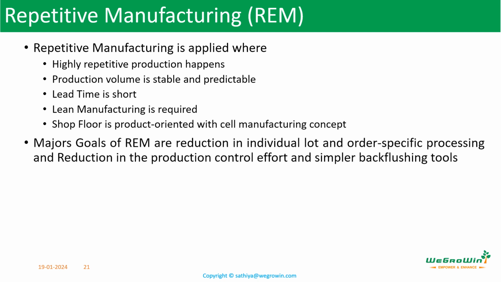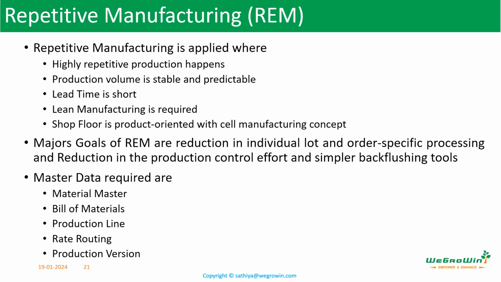The goals of repetitive manufacturing are creation and revision of production quantities on a period and quantity basis, reduction in the production control effort, and simpler backflushing tools. The most important master data elements in repetitive manufacturing are material master, bill of material, production line, that is, instead of work center we use production line here, and then rate routing, instead of routing with work center, then production version. These are the master data.